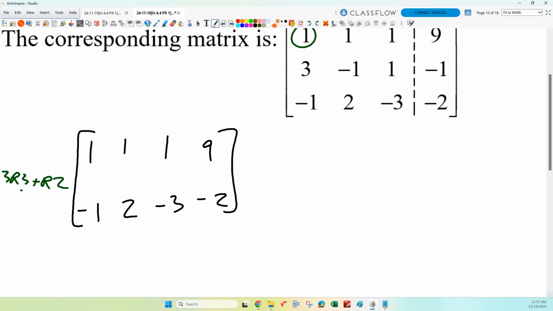Okay, so what's that going to become then? 3R3 plus R2. So 3 times -1 plus 3 is 0. 3 times 2 plus -1 is 5. 3 times -3 plus 1 is -8. 3 times -2 plus -1, negative 7. Good. Okay, that's good. We got a 0 where we wanted it.